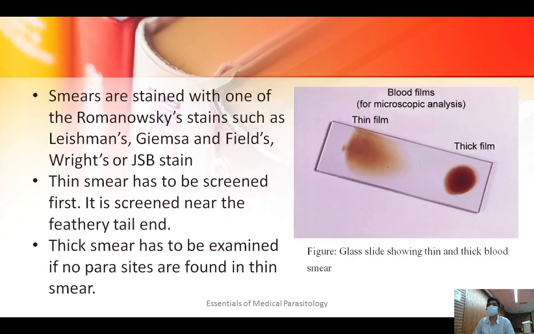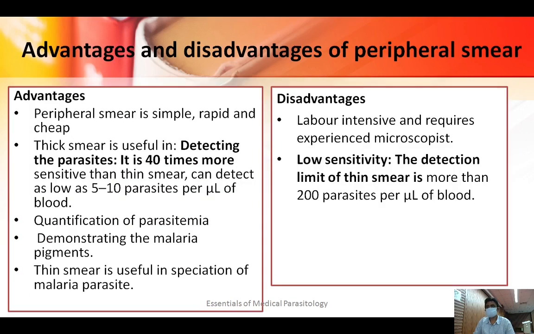Smears are stained with one of these Romanowsky stains, Leishman or Jenner stain, for the thin smear. Okay, so advantage I have told you. What is the advantage of the thick smear? In a thick smear, because the amount of blood is much more, the area to be observed is less. So it is 40 times more sensitive as compared to the thin smear. So sensitivity is more. However, for speciation, only the thin smear can be used. You cannot speciate in a thick smear because the RBC is completely lysed. It's only the parasites which stay there.